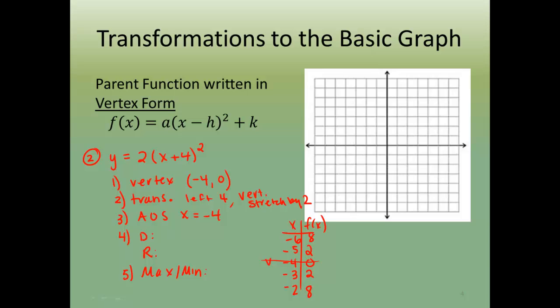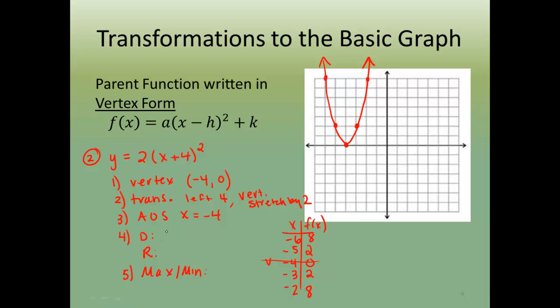So I'm noticing here, after I graph it, we'll be able to find our domain, range, and max and min very easily. -4, 0, and then I'm going to plot the other 4 points. And as you can see, this parabola is much skinnier because of that vertical stretch by 2. It rose a lot faster.